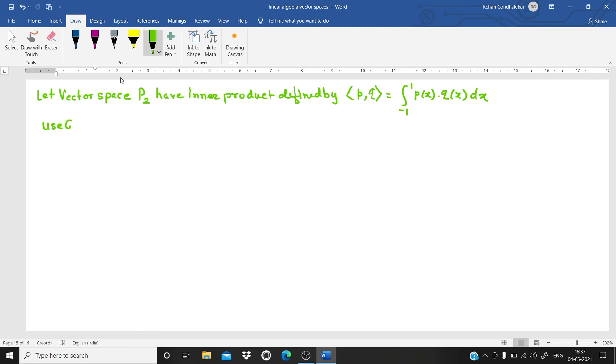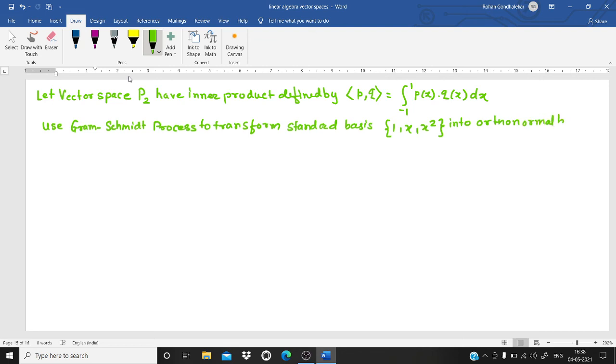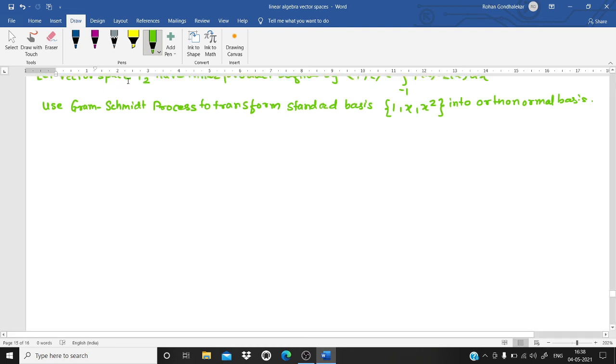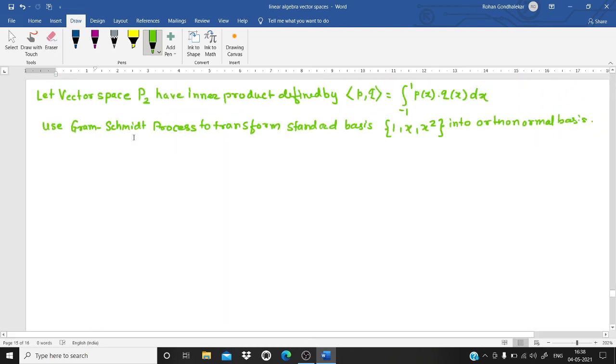Use the Gram-Schmidt process to transform the standard basis 1, x, x square into an orthonormal basis. Okay, fine. So let's begin with them.